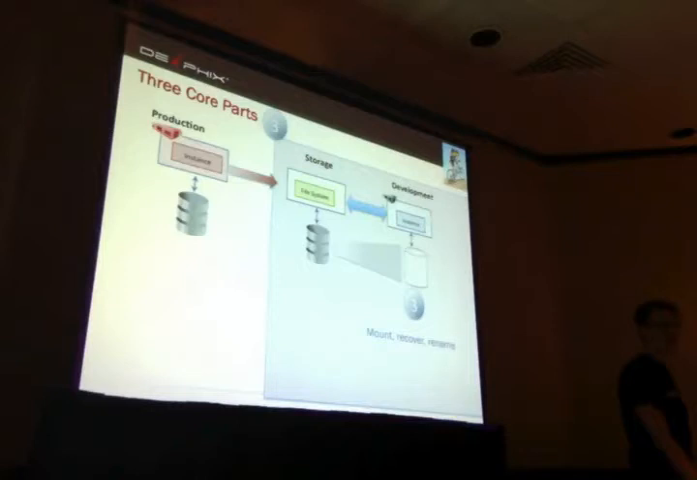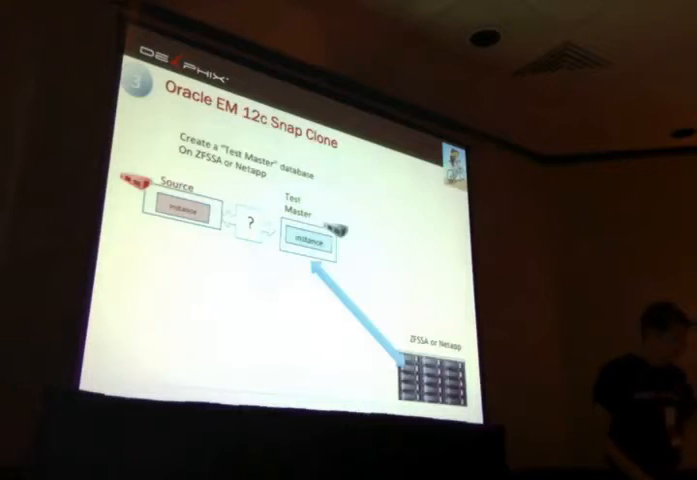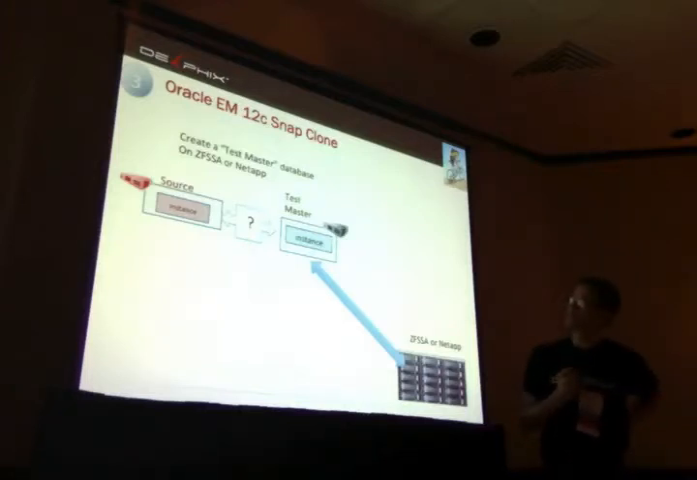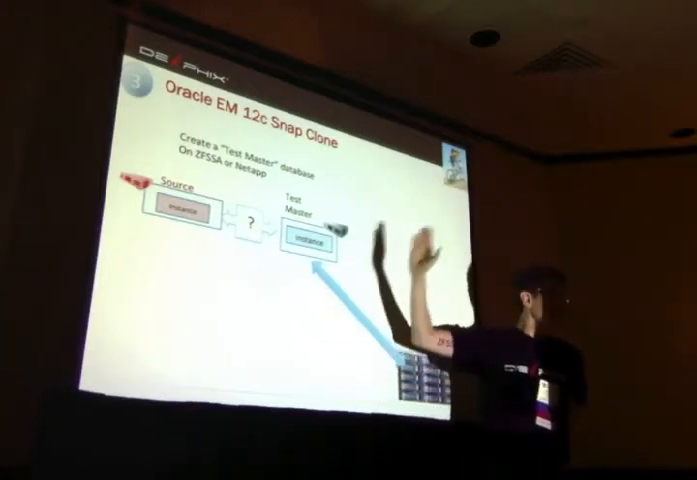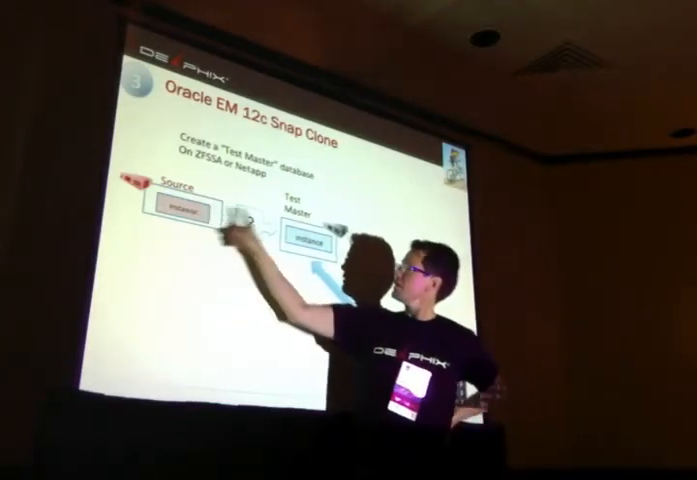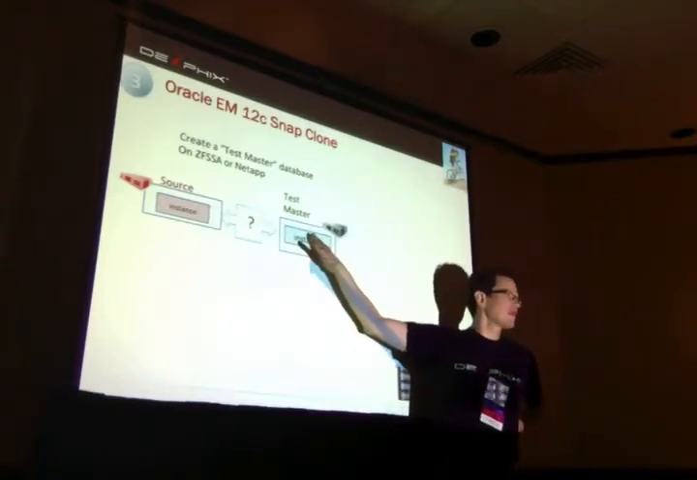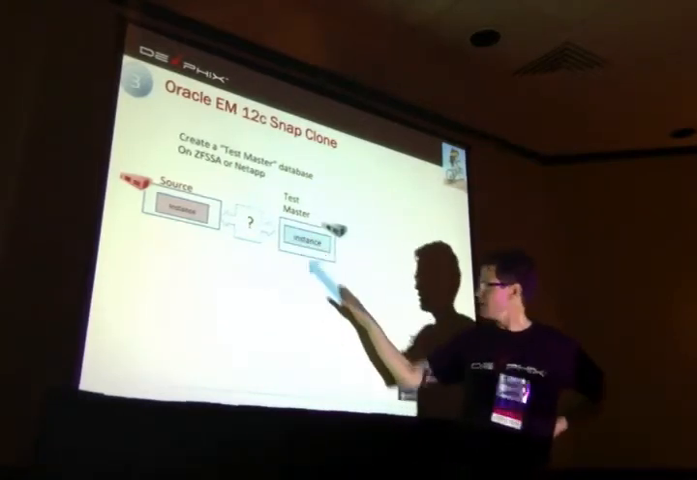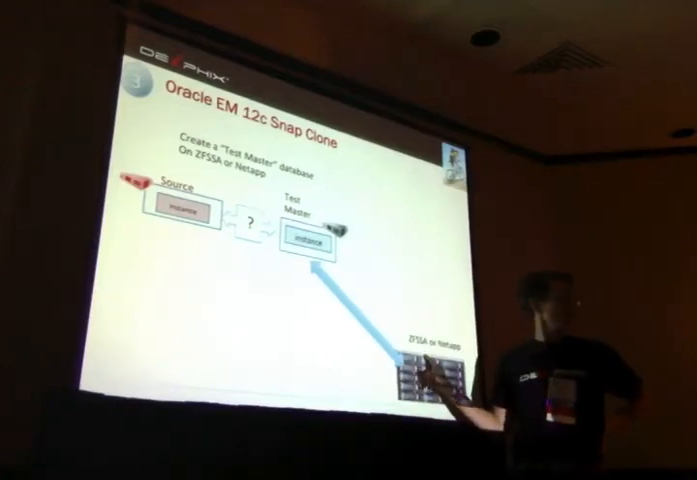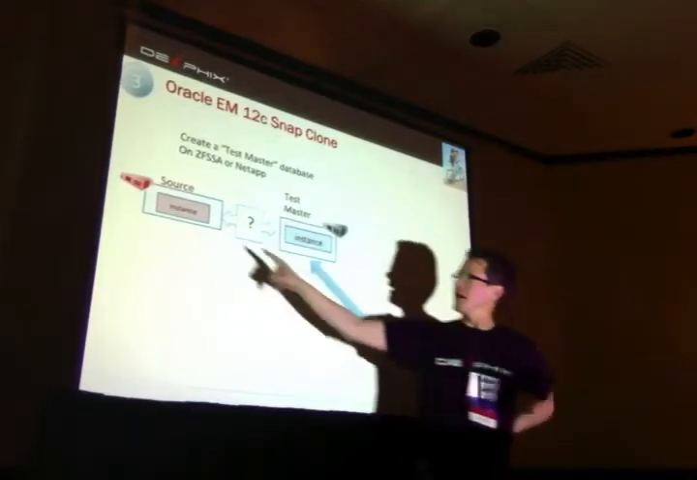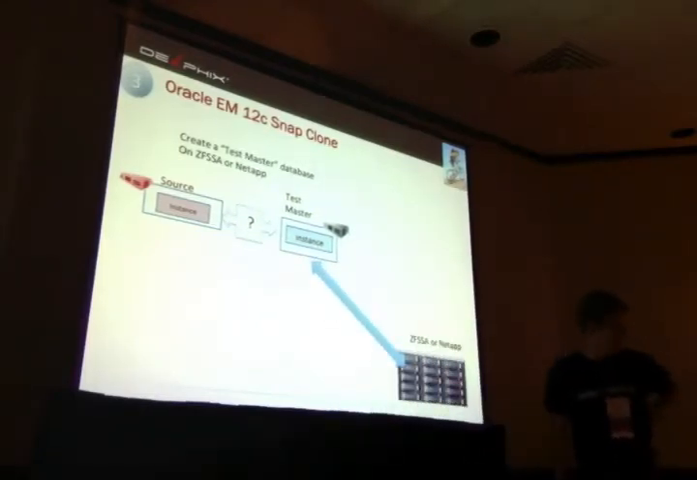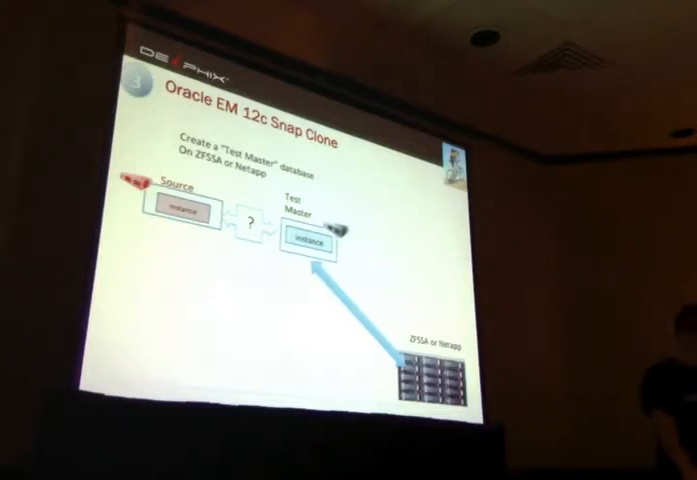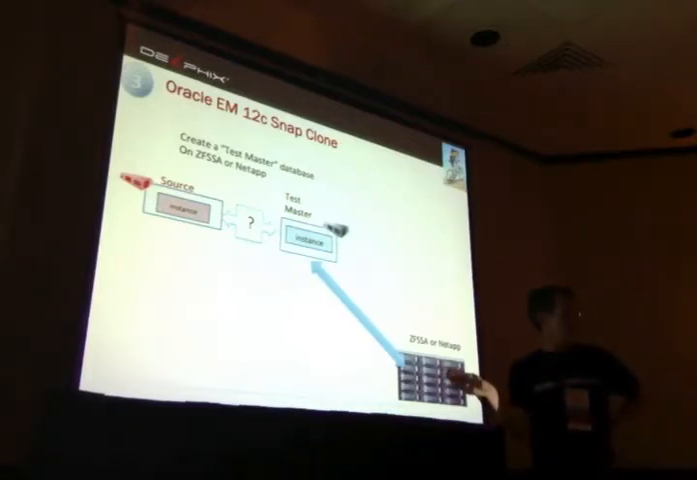Anybody can recite the NFS mount parameters by heart? I spent maybe 6 months beating on those things. They're not easy. Well, Oracle has a solution for you. It's called EM12C Snap Clone. I'm going to just go through the steps here. The Oracle solution starts out with a thing called a test master database that has its data files on either ZFS storage appliance or NetApp. How you get your source database to the test master, I found no documentation from Oracle on how to do that. Magic occurs here. But once your test master database is here, here's what you do.